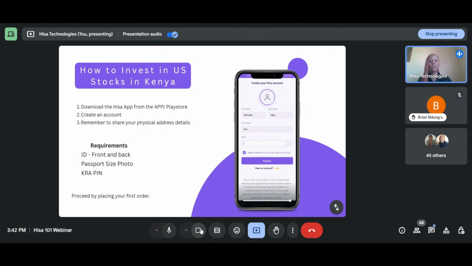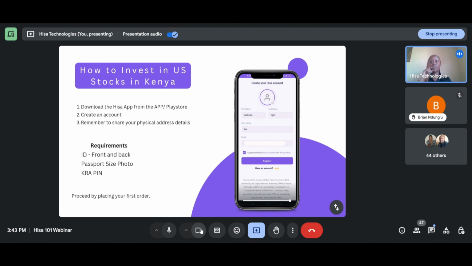Okay, once your account is verified, you are in a position to start buying your stocks. So you'll need to upload these documents: your ID, that is the front and back image of your ID, a passport size photo of yourself, and your KRA pin for the Kenyans in the house. Okay, just that. Download the app, follow the prompts. You'll be prompted to key in your details and then upload your documents.